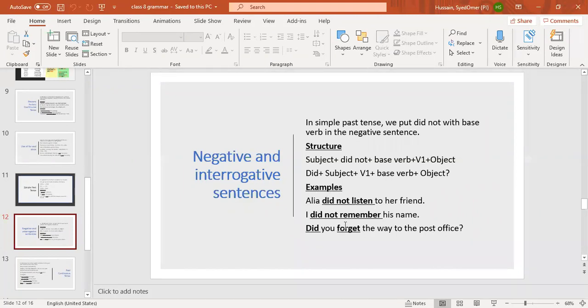I did not remember. Not remembered. I did not buy. Not bought. I did not saw. False. I did not see. So with did, we put the base verb. Drill this thing in your mind. Did you forget the way to the post office? So in simple past tense, negative and interrogative sentences, we put did not with the base verb.